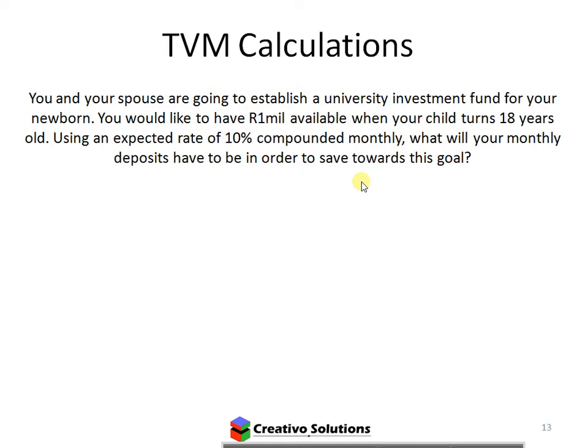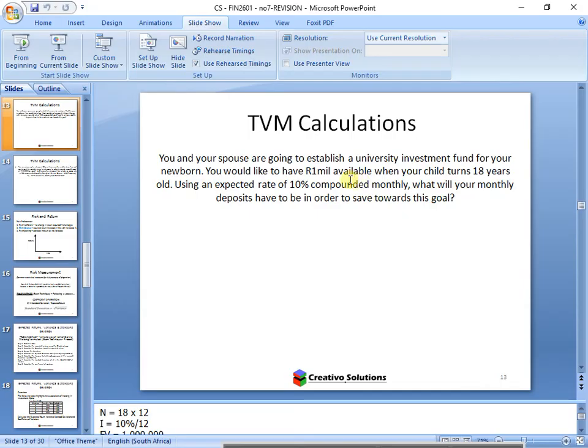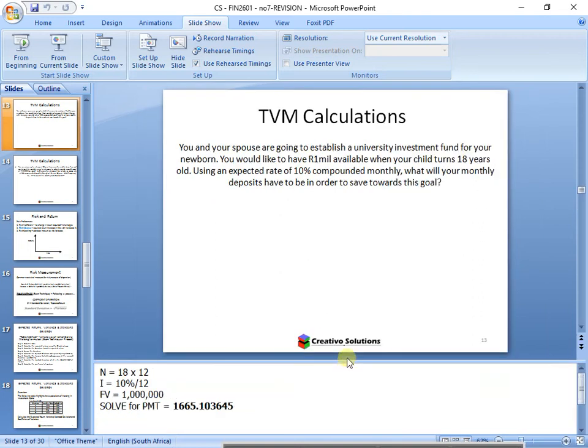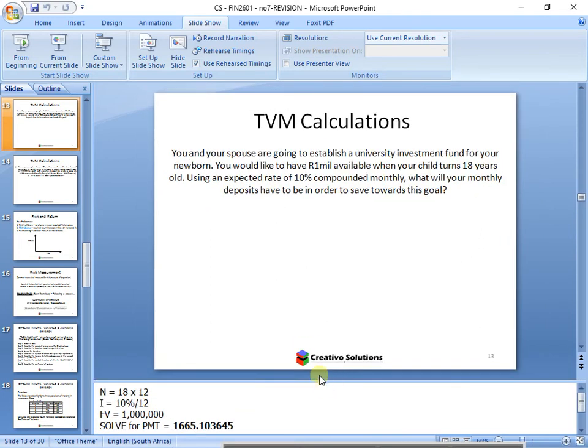How much a month? 1665.03. Do you agree? Let's have a look. 1665, yes. Okay, so if we put away 1,665 Rand 10 cents, getting 10% compounded monthly, in 18 years we'll have 1 million Rand cash. Alright, so you see this is applied finance. Time value of money. Okay, let's continue.